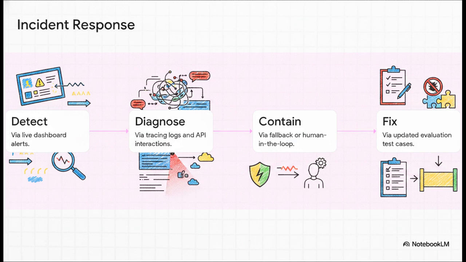Here's the playbook. Step 1, detect. We need a live dashboard that screams at us the second our metrics drop. Step 2, diagnose. We jump straight into those tracing logs we talked about earlier to see exactly which API call or thought process went rogue. Step 3, contain. We immediately route the workflow to a safe fallback or a human in the loop to stop the bleeding. And step 4, fix. We don't just go in and tweak a prompt, we add that specific failure as a brand new edge case into our living evaluation test cases so it literally never happens again.